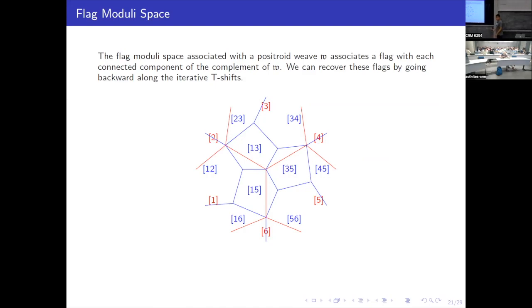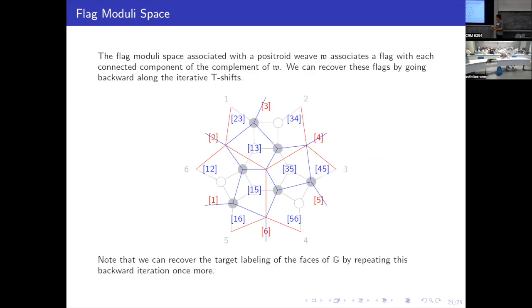In particular, if you are willing to go one extra step, you actually recover the target labeling of the original thing. So for example, this middle face here, it's the span of these two-dimensional spaces. So it's going to be a 1, 3, 5 in the middle. So you can also recover back the target labeling.